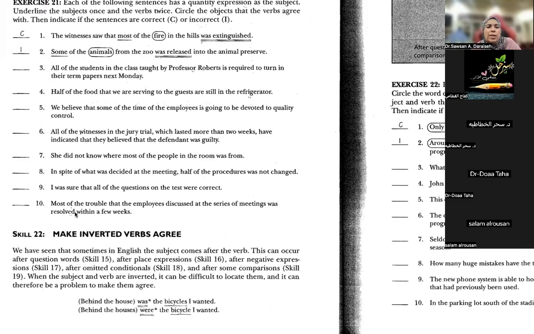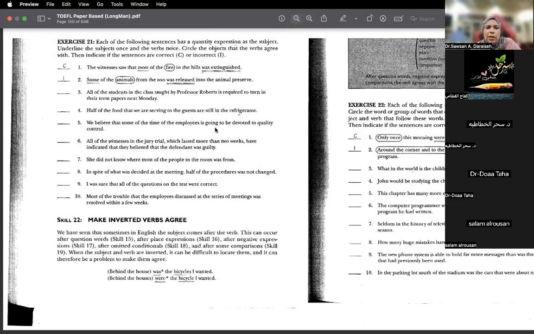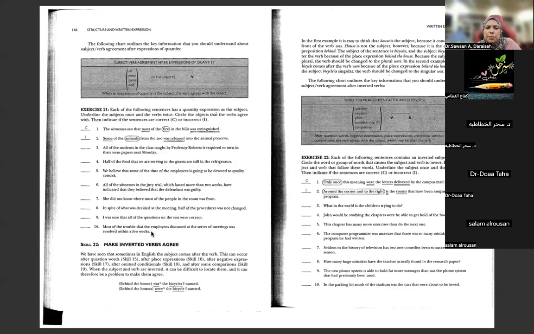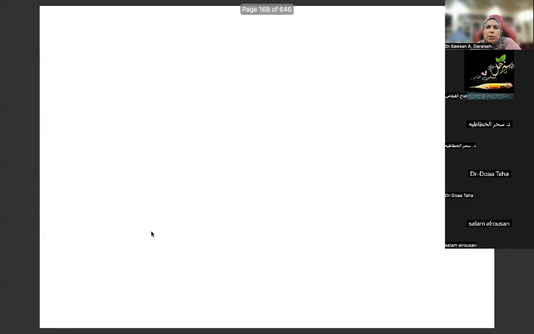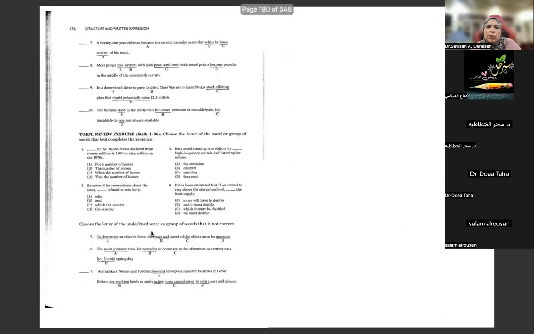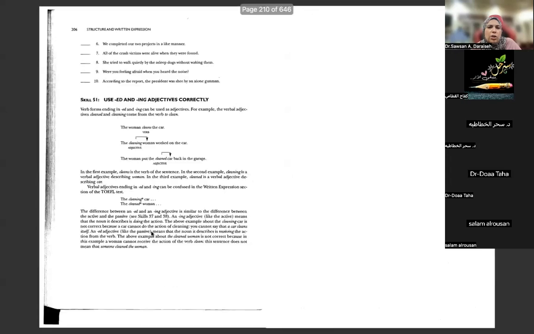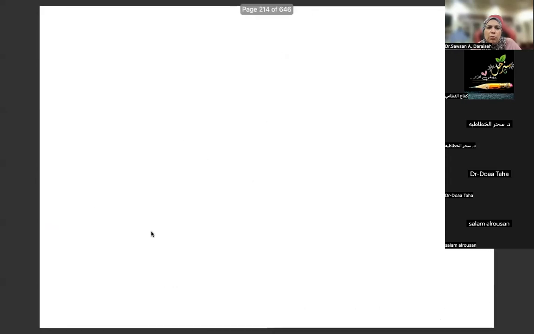So we're not going to do skill 22, guys. We decided that we want to stop here and take a look at, what did we say we're going to look at? What are we going to look at right now? Who can tell me? Reading, doctor, reading. So reading is supposed to be on which page?